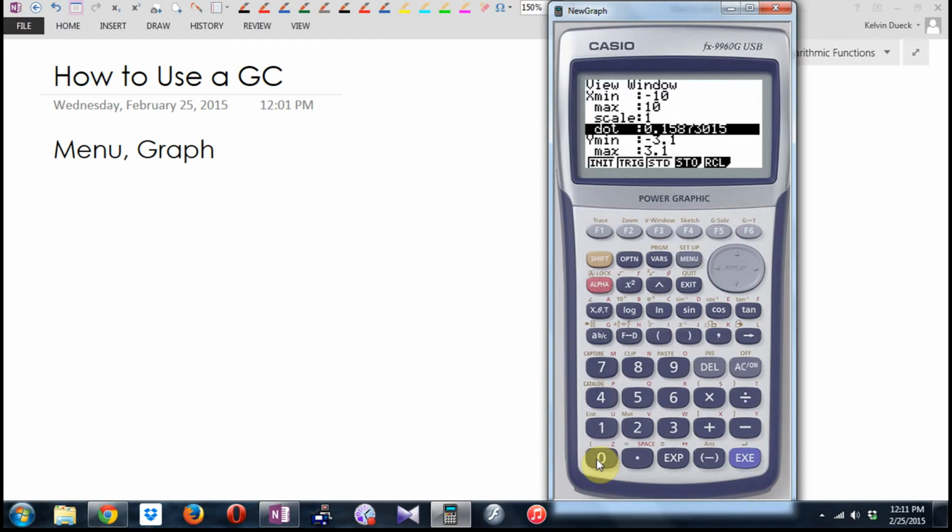Otherwise, I can just go down arrow. I have no idea what dot, okay, I do know what it means. It has to do with how accurate it's going to be. Just leave it with whatever it is. Y-min is how low your graph is going to go. Do you guys have, on the older calculators, a dot thing there? Okay, so it's irrelevant. X-min, X-max, scale.